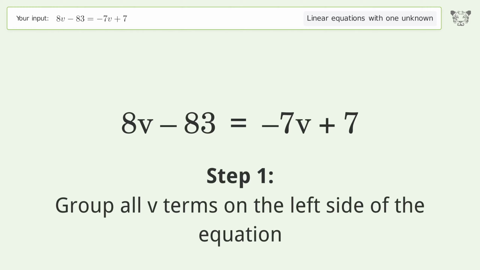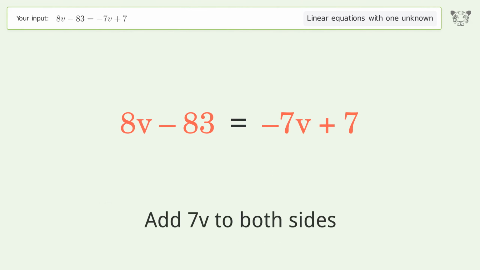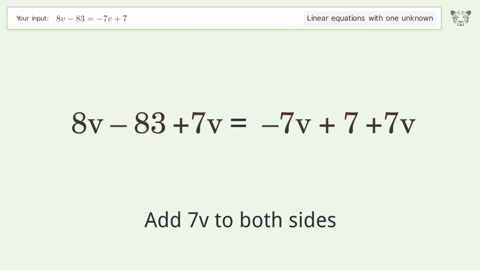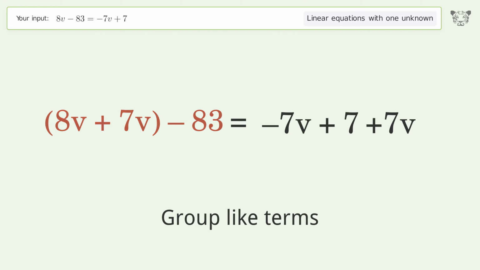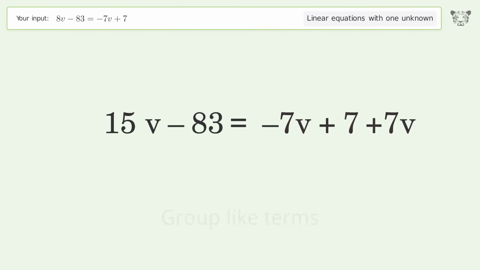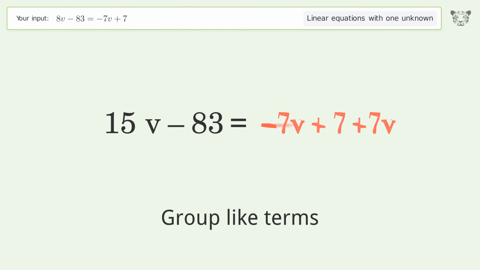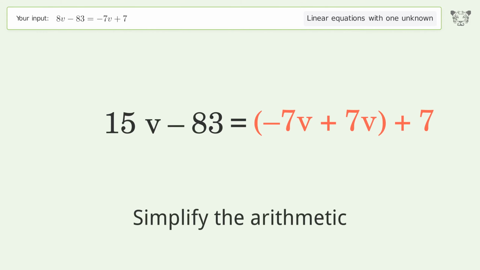Group all v terms on the left side of the equation. Add 7v to both sides. Group like terms. Simplify the arithmetic. Group like terms. Simplify the arithmetic.